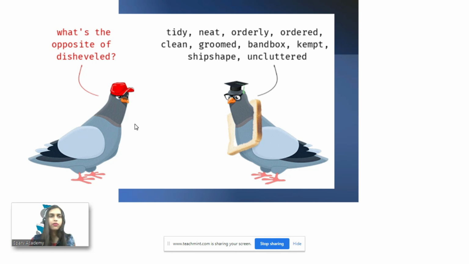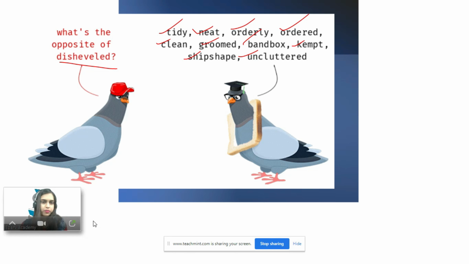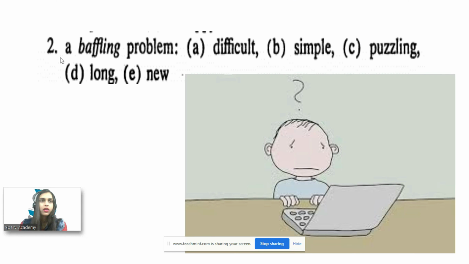If I ask you the opposite word for disheveled, which means untidy, the opposite words are tidy, neat, orderly, ordered, in a clean way, groomed, bandbox, shipshape. Next, the second, a baffling problem. Option A, difficult, B, simple, C, puzzling, D, long, and E, new.